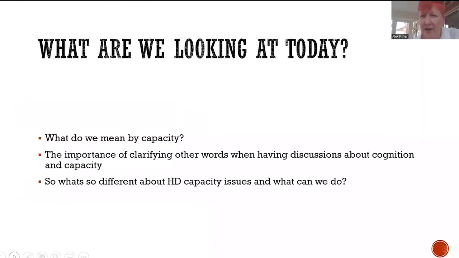So what are we looking at today? Well, first of all, what do we mean by capacity? Then the importance of clarifying other words when having discussions around cognition and capacity. And then what's so different about HD capacity issues and what can we do?